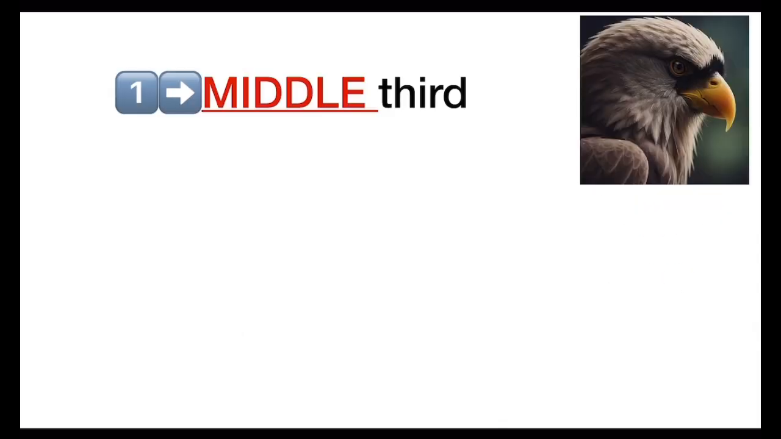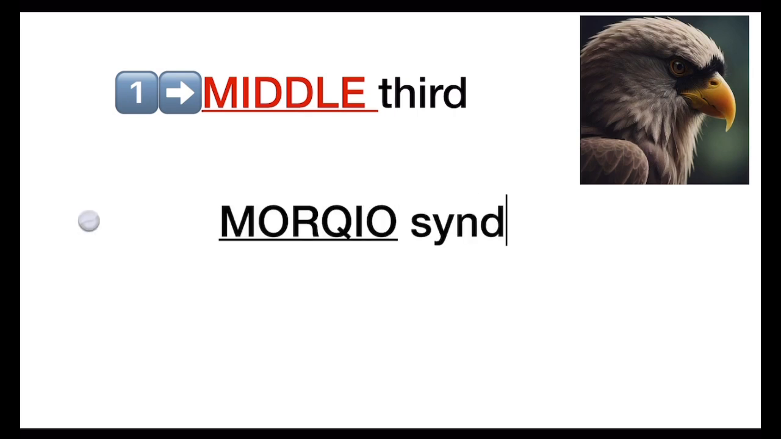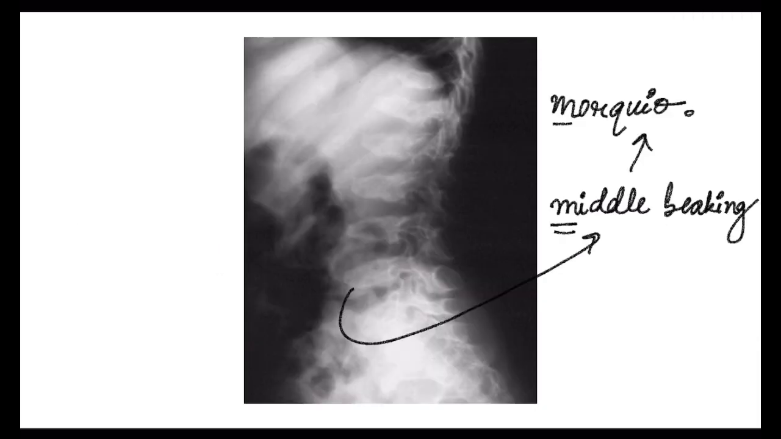Now coming to the second scenario, which is middle beaking. Middle beaking has only one example, and that is Morquio syndrome. Remember middle and middle for Morquio. So this is an easier one. Now the x-ray of a Morquio baby is this one. You can see the anterior beaking arising from the middle third of the vertebral body. Look at these tongue-like projections. So this is the middle beaking and this is seen in Morquio syndrome.